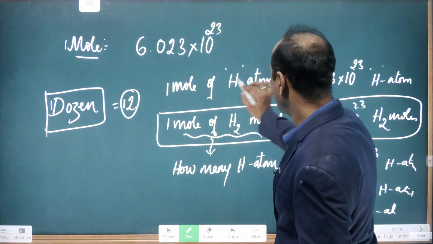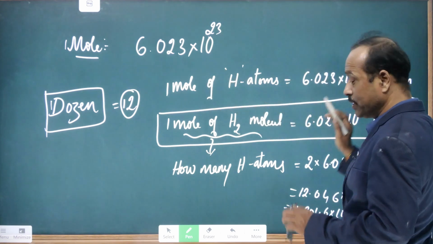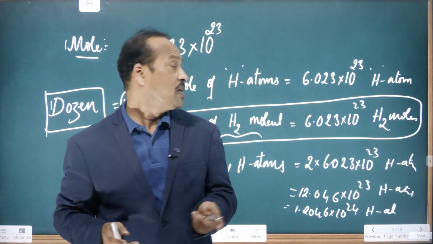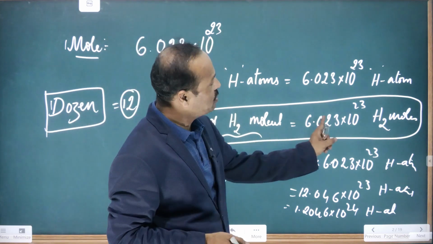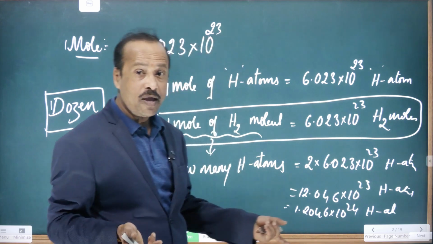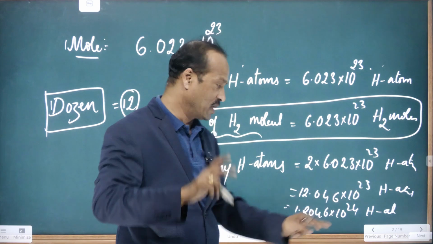If I say 1 mole of hydrogen atoms, what does it mean? This 1 mole of hydrogen atoms consists of 6.023 into 10 to the power of 23 hydrogen atoms. If I say 1 mole of hydrogen molecules, what does it mean? It contains 6.023 into 10 to the power of 23 hydrogen molecules. But each hydrogen molecule consists of how many hydrogen atoms? Each hydrogen molecule consists of 2 hydrogen atoms.